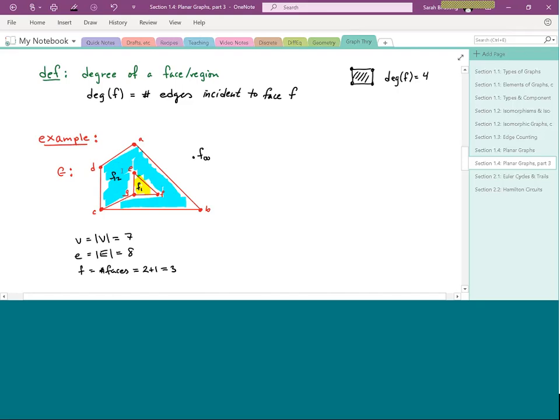EGF, but not the way it's drawn. So in this particular case, if we just take the way it's drawn, those would be our 3 faces.